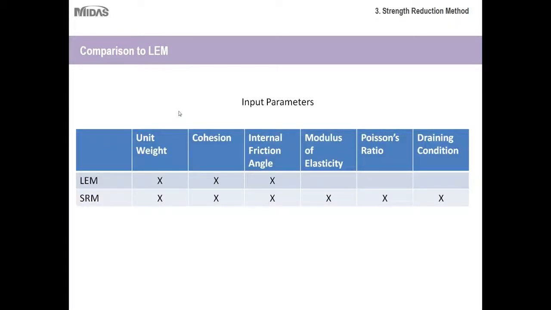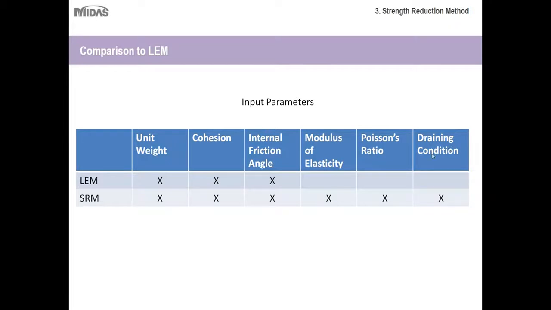Okay, and then input parameters. When you're using the strength reduction method, there are a couple of other input parameters that you need to take into account. These are just the main ones here. As you can see with the limit equilibrium method, you have the unit weight, cohesion, and internal friction angle. That's very basic. But with the strength reduction method, in addition to these three parameters, you'd also need the modulus of elasticity, the Poisson's ratio, naturally for calculating your deformations, and also your drainage conditions for any type of seepage analysis that you want to run.